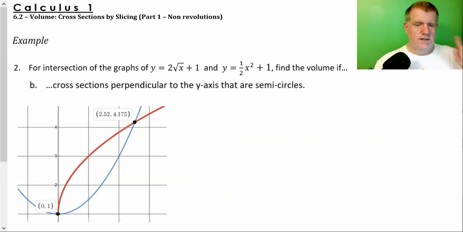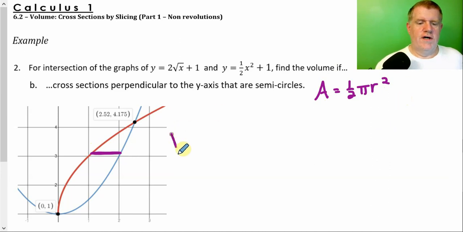Okay? So, semicircles. Remember, cross-section is perpendicular to the y-axis. So here's the bottom of my semicircle. And remember, semicircles, 1/2 pi r squared. Okay. The volume is going to be the integral of this. Well, the 1/2 pi can come out. The integral in terms of y, remember, is going to be from 1 to 4.175.